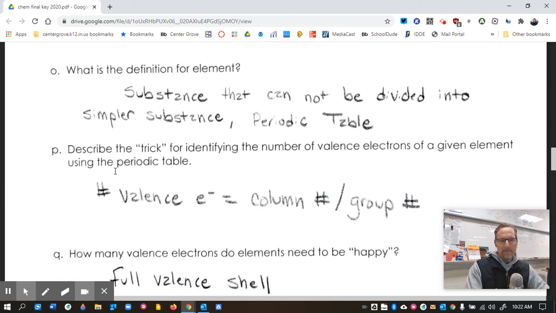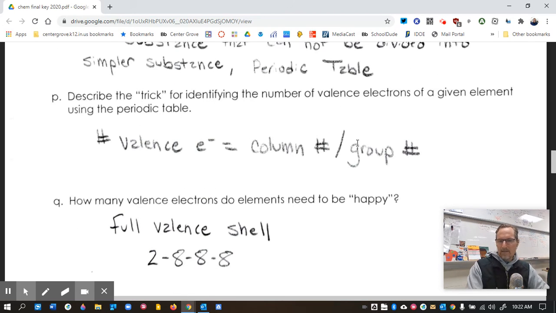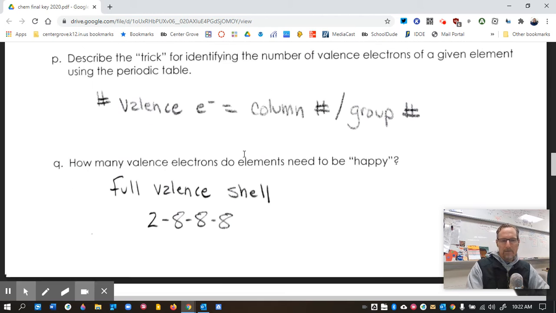So pretty simple there. Describe the trick for identifying the number of valence electrons. I find the easiest thing to do is just look up the group number. Those are the columns of the periodic table, and those should be numbered on your periodic table. And so just look at the column number and you're good as gold.